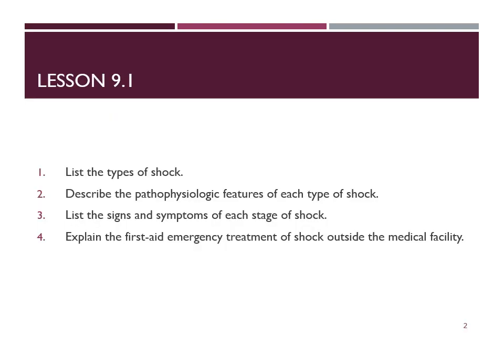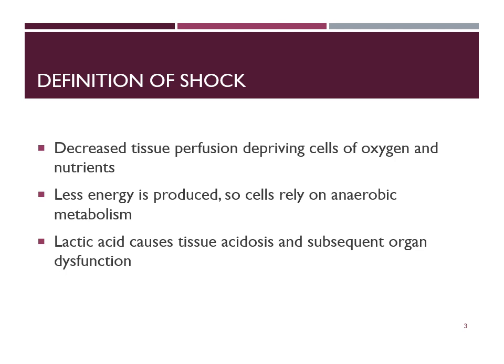Okay, everybody, here's chapter 9 on shock. So what is shock? Well, it's decreased tissue perfusion that deprives the cells of oxygen and nutrients. Less energy is produced, and so the cells have to rely on anaerobic metabolism. Well, what is that? Well, that's the decreased amount of oxygen in the cells because they're deprived. And that causes a buildup of lactic acid, causing tissue acidosis and subsequent organ dysfunction.